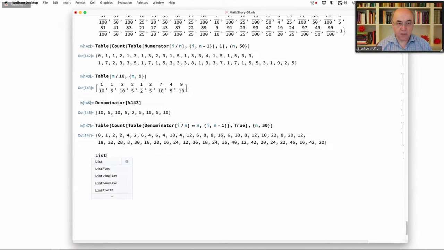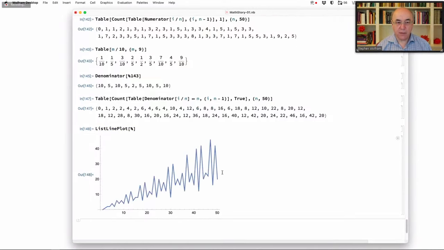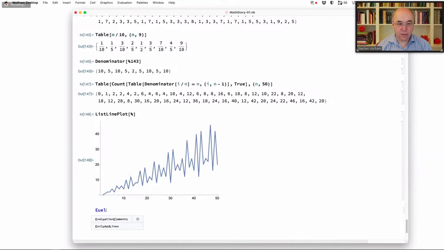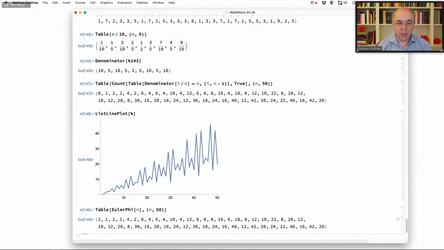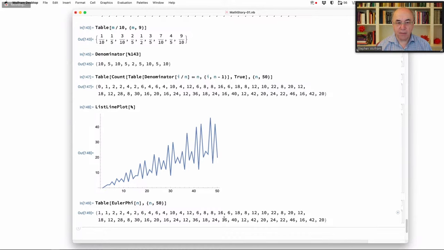And so if we plot this, let's just do a line plot. It's a pretty wild creature. Looks like that. And so this is a complicated thing. It actually has a name. It's called the Euler phi function, sometimes called the totient function. If we work out the Euler phi function of n, where n goes up to 50 or whatever, we should see the same numbers there. It has a different convention for one here, but we see the same numbers showing up.